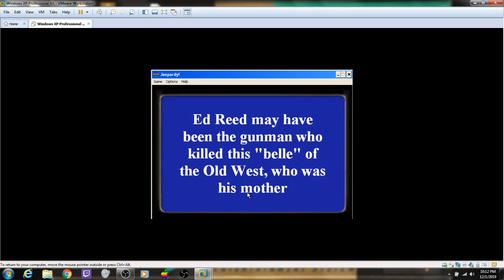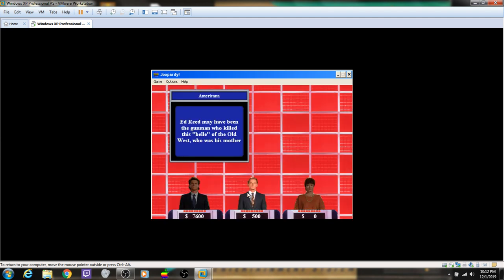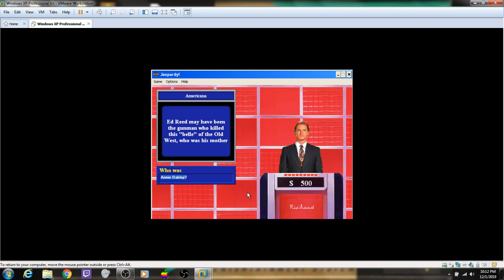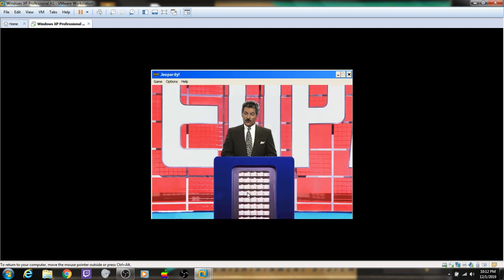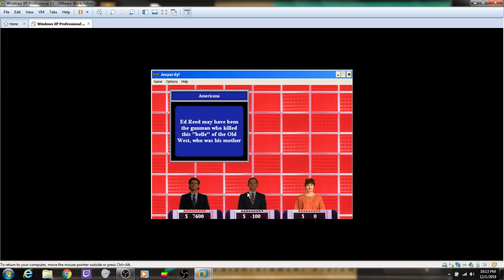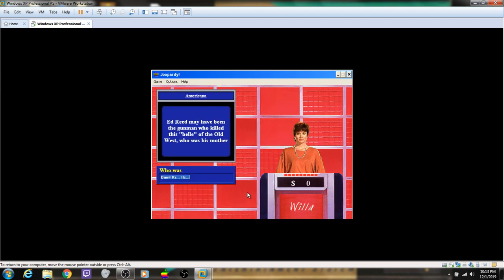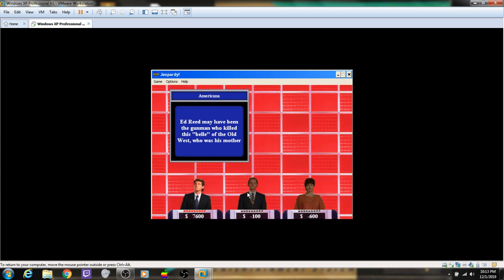Americana 600. Contestant number 1. Ed Reed may have been the gunman who killed this belle of the Old West. Contestant number 2: Annie Oakley? Sorry, that's incorrect. Contestant number 3: No. Sorry, that's not right. I'm not quite sure on this one, so I'm just going to hold back. We're looking for Belle Starr.